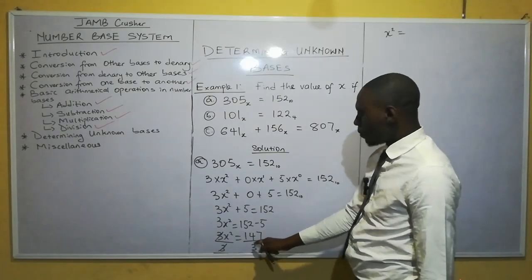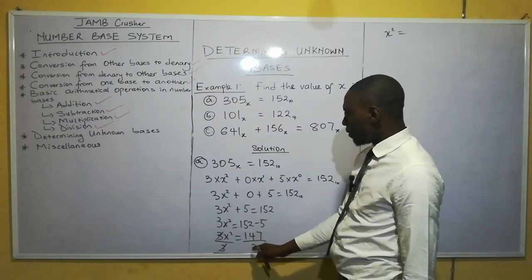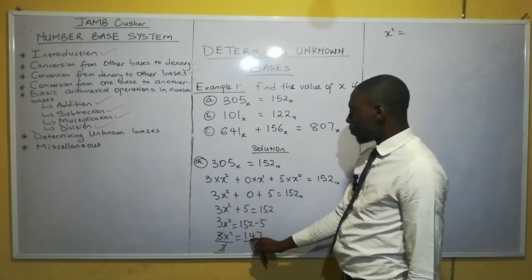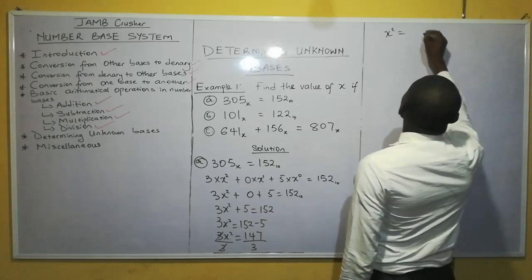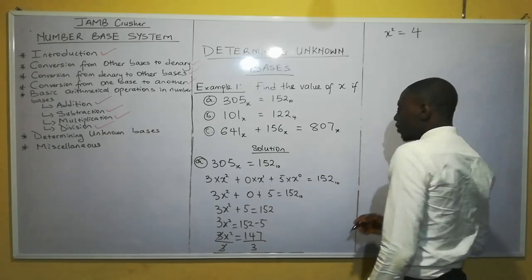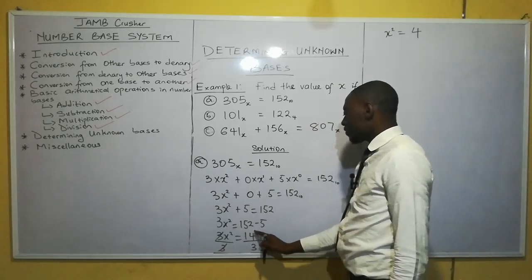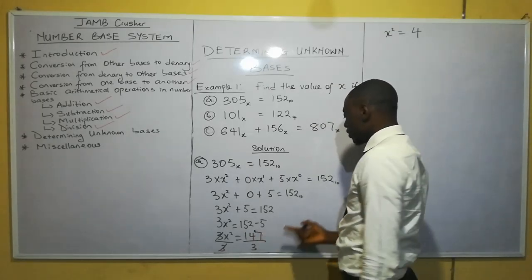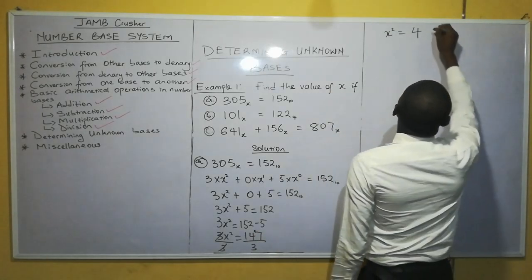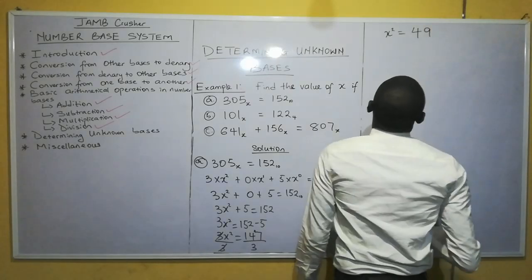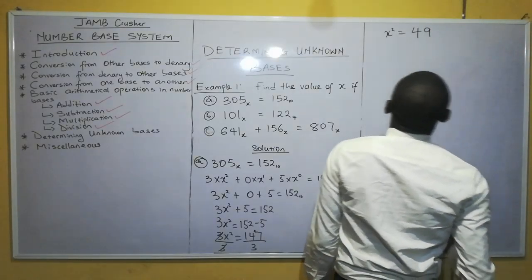Let's take it bit by bit. 3 in 14. What is 3 in 14? That is 4, because 3 times 4 is 12. It remains 2. 2 and 7 is 27. 3 in 27 is 9. Okay, so I have x squared is equal to 49.